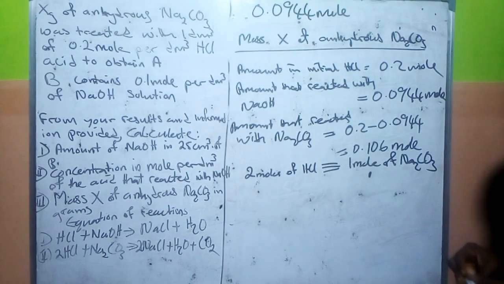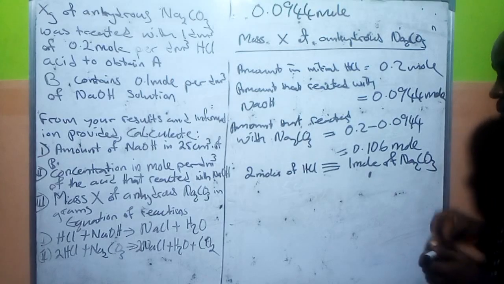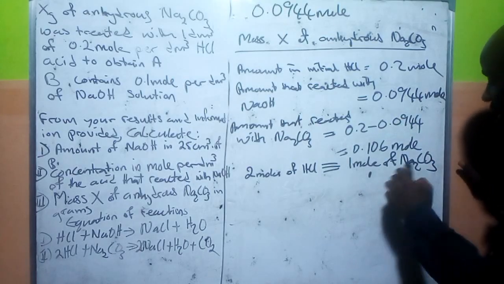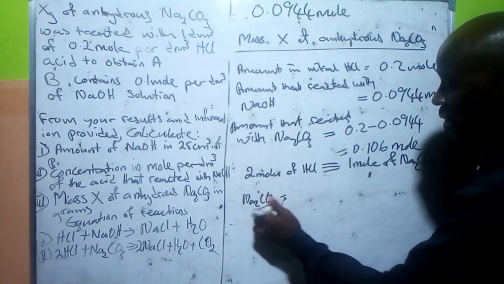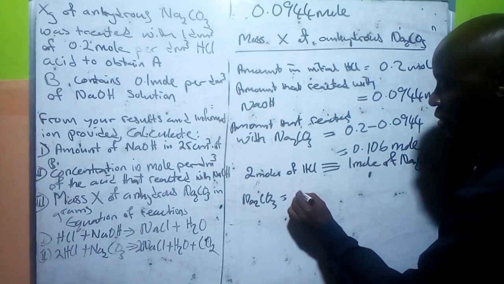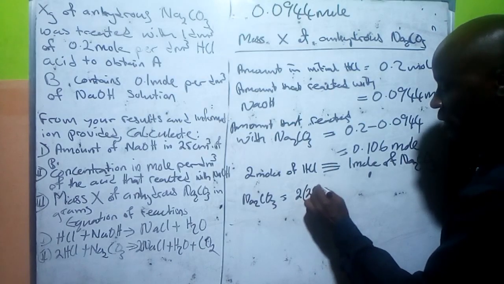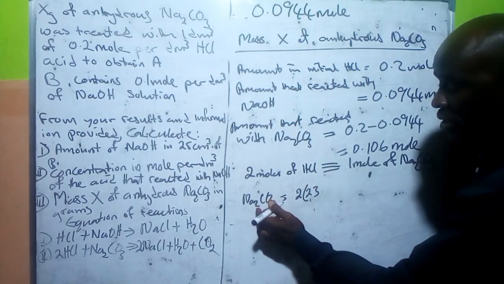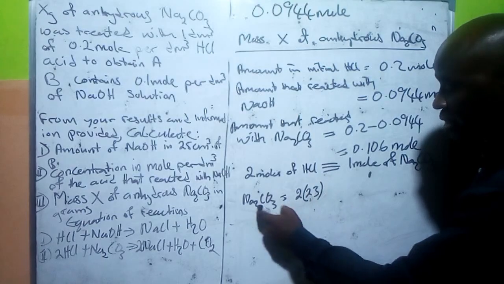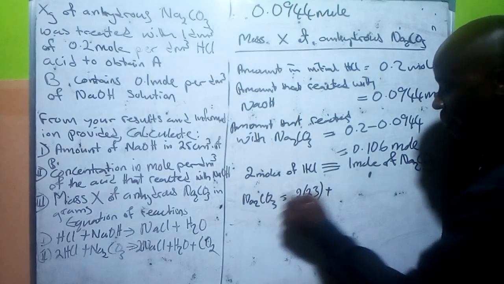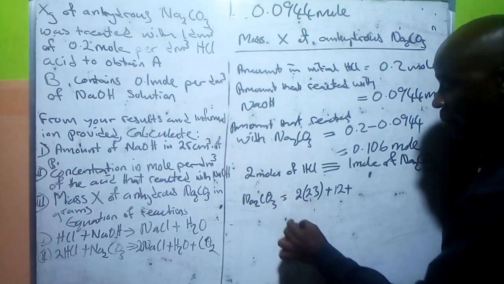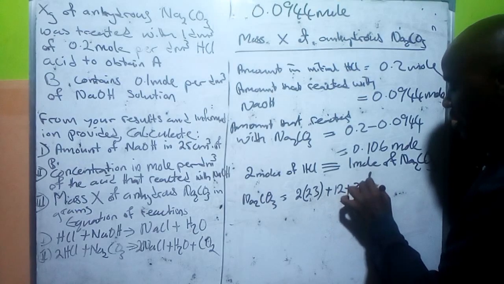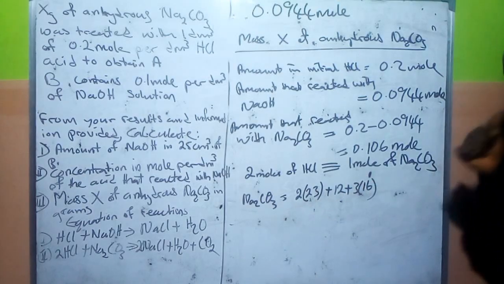Now we know that 1 mole of this sodium trioxocarbonate 4 is also equal to its relative molar mass, which we can get. We have sodium to be 23, which means 2 multiplied by 23. Why am I multiplying by 2? Because sodium is 2 in this compound. Carbon is only 1, and carbon is 12. Then oxygen is 16, that means 3 multiplied by 16 because the oxygen is 3 there.